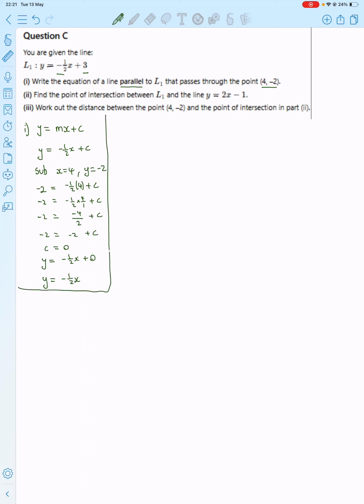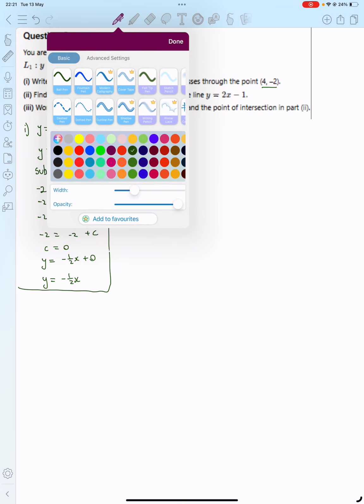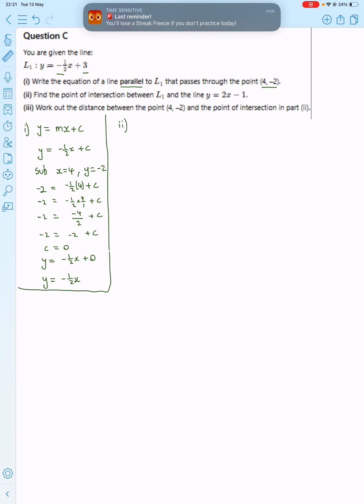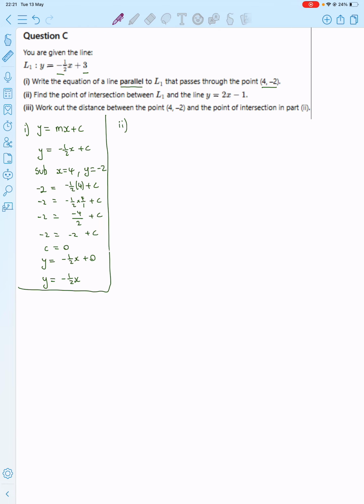Okay, so that's part 1 done. Let's change it up with the colors, actually. So part 2, find the point of intersection between L1 and the line y equals 2x minus 1. So we have L1, which is y equals minus a half x plus 3. And then we also have the line y equals 2x minus 1. Okay, cool.